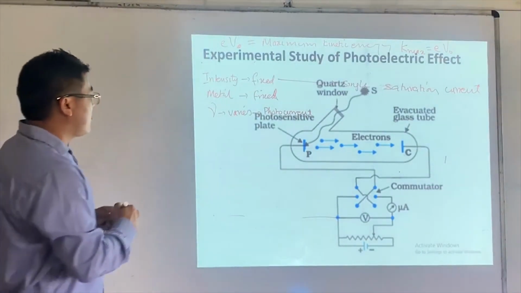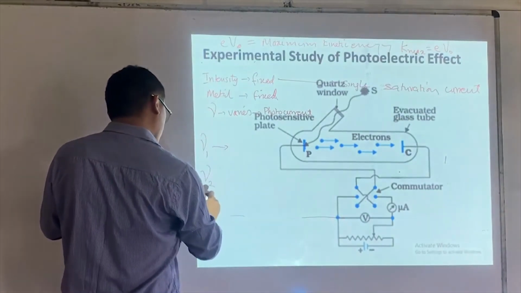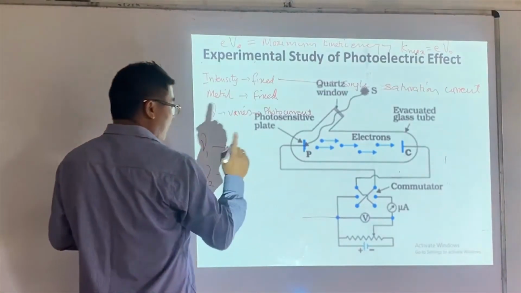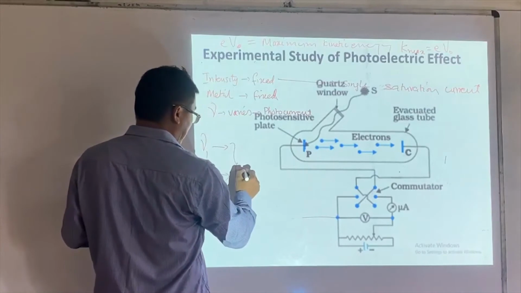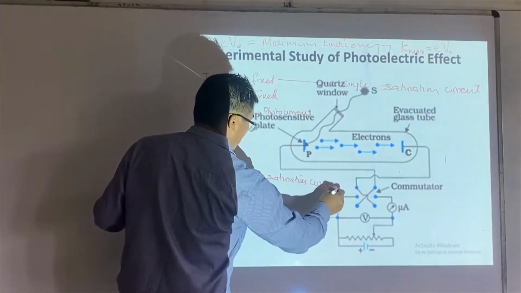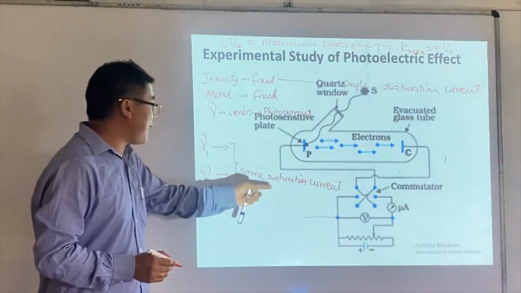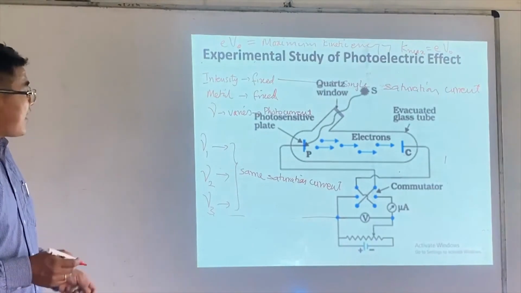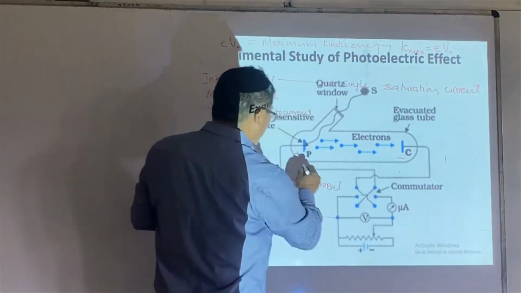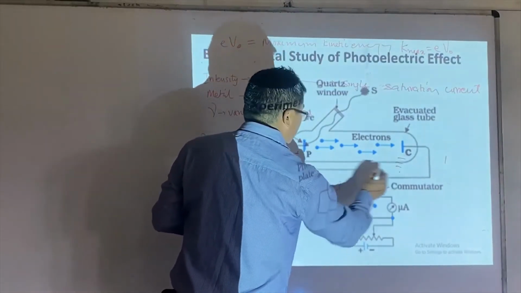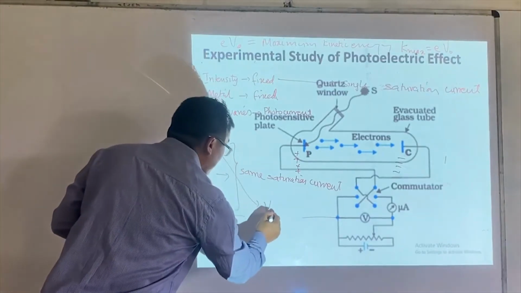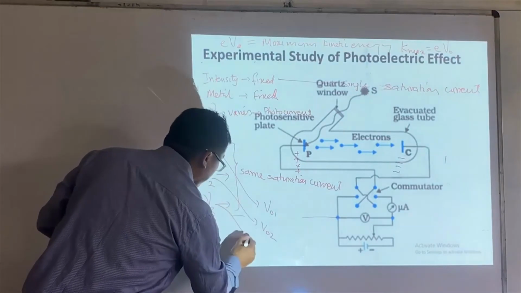So let's say I change the frequency: frequency 1, then frequency 2, then frequency 3. Experimentally we found that all these three different frequencies have the same saturation current. All right. And then I reverse the potentials and gradually increase, and what we found is that we got different stopping potentials. This is stopping potential 1, we would get stopping potential 2, we would get stopping potential 3.